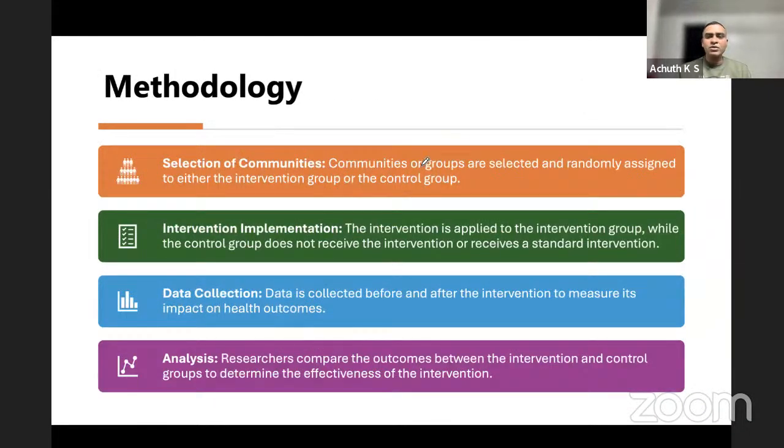In selection of communities, you take random groups. You can divide them into two groups, either the intervention or the control group. In intervention implementation, the control group does not receive the intervention or receives a standard intervention. Data is collected before and after the intervention to measure its impact on health outcomes. Analysis: researchers compare the outcome between the intervention and control group, same as in RCT, where we have a control group and the intervention group.